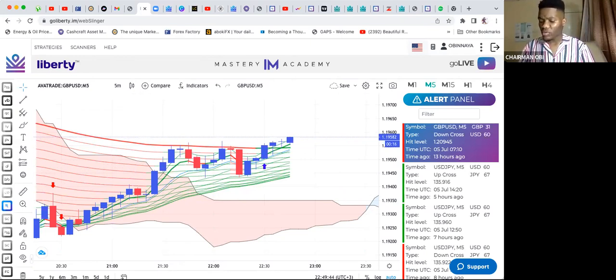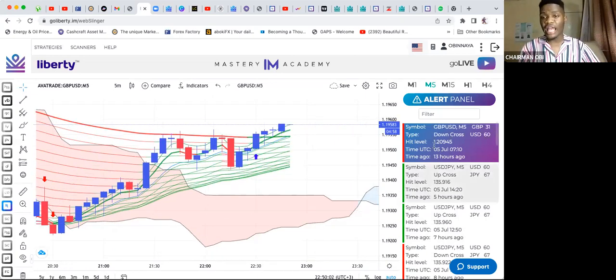What is the first thing you want to look at when you want to begin trading on Webslinger? Before I even start trading, the first thing I want to do is probably go and check here first. I like to check the alert panel. So when you want to trade Webslinger, the first thing you want to look at is the alert panel. Look at your alert panel and then see, which of these do I want to trade?